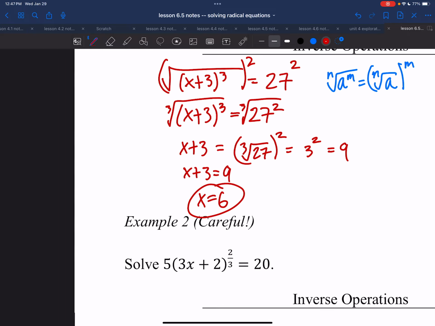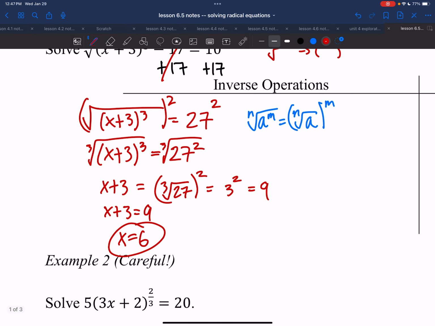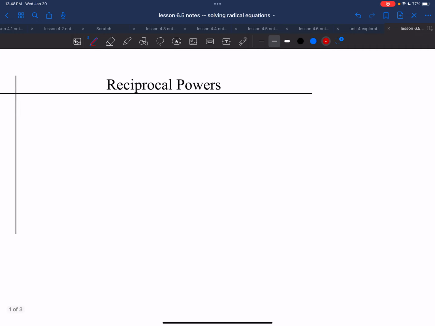And that is that. And that's inverse operations, and you know that. I think with the math you've done in Algebra 2, you're familiar with this, and that's just a good review for you. Now, the other method, which is reciprocal powers.